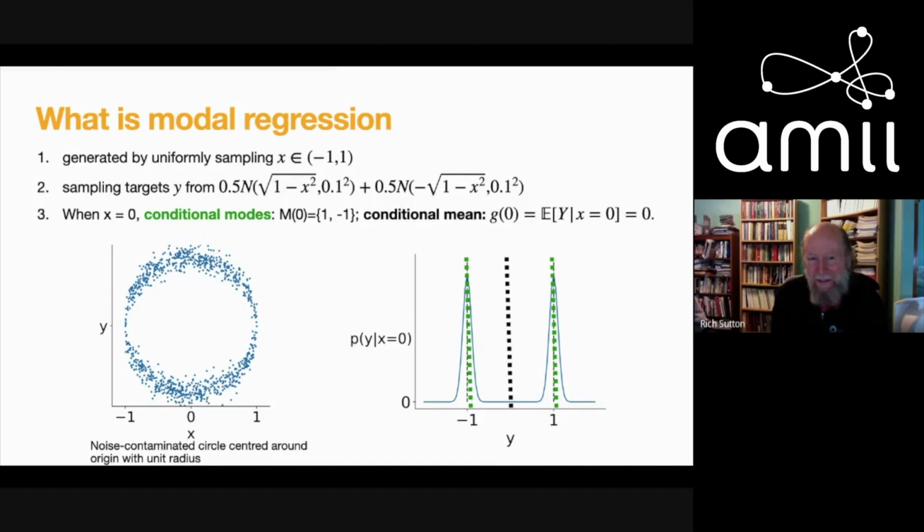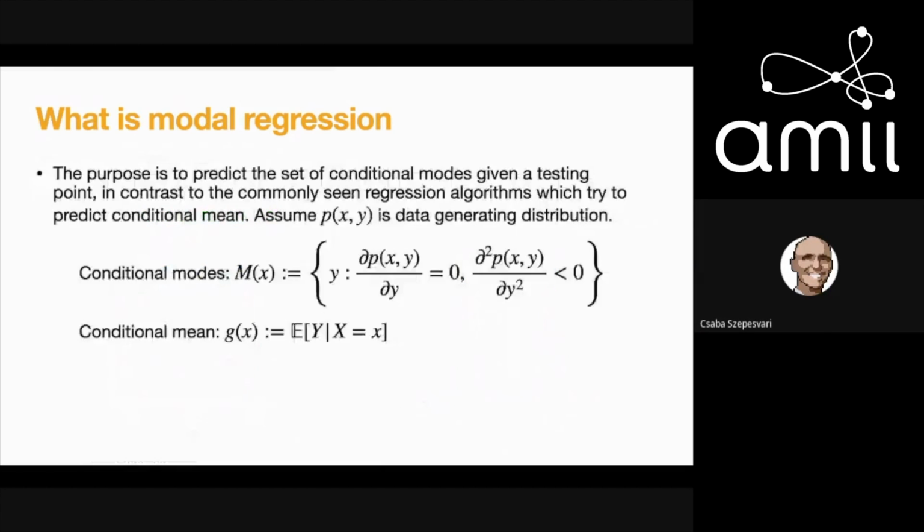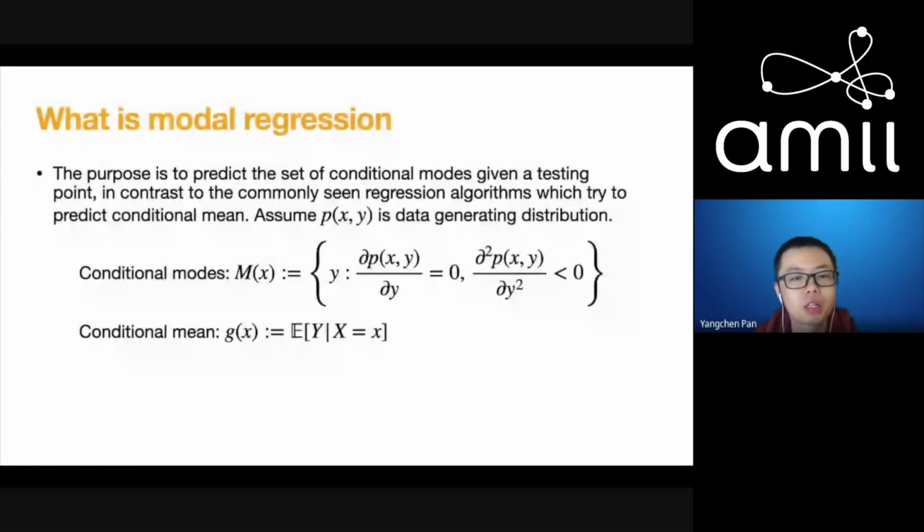What is a mode? The mode is the point that is the local maximum with respect to y of the conditional probability distribution. The set of all local maxima given an x value, those are the modes. You can look at m of x, this function. Given an x value, it is the set of corresponding y, all of the local maxima. The local maxima are those points with first order derivative equal to 0 and second order derivative less than 0. So this is a set.